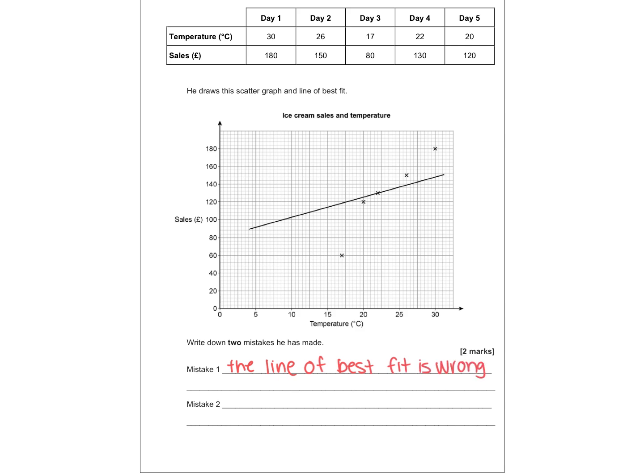Okay, like that's the long and short of it. It does not go through enough of the points. It should probably go something like that, but you don't have to draw that. But yeah, the line of best fit is wrong. That's one mistake for sure.